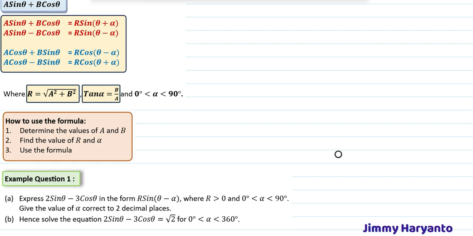Example question 1, given 2 sine theta minus 3 cos theta, you have to express this in the form of r sine theta minus alpha. The question already says r sine theta minus alpha. That means you have to use this formula.